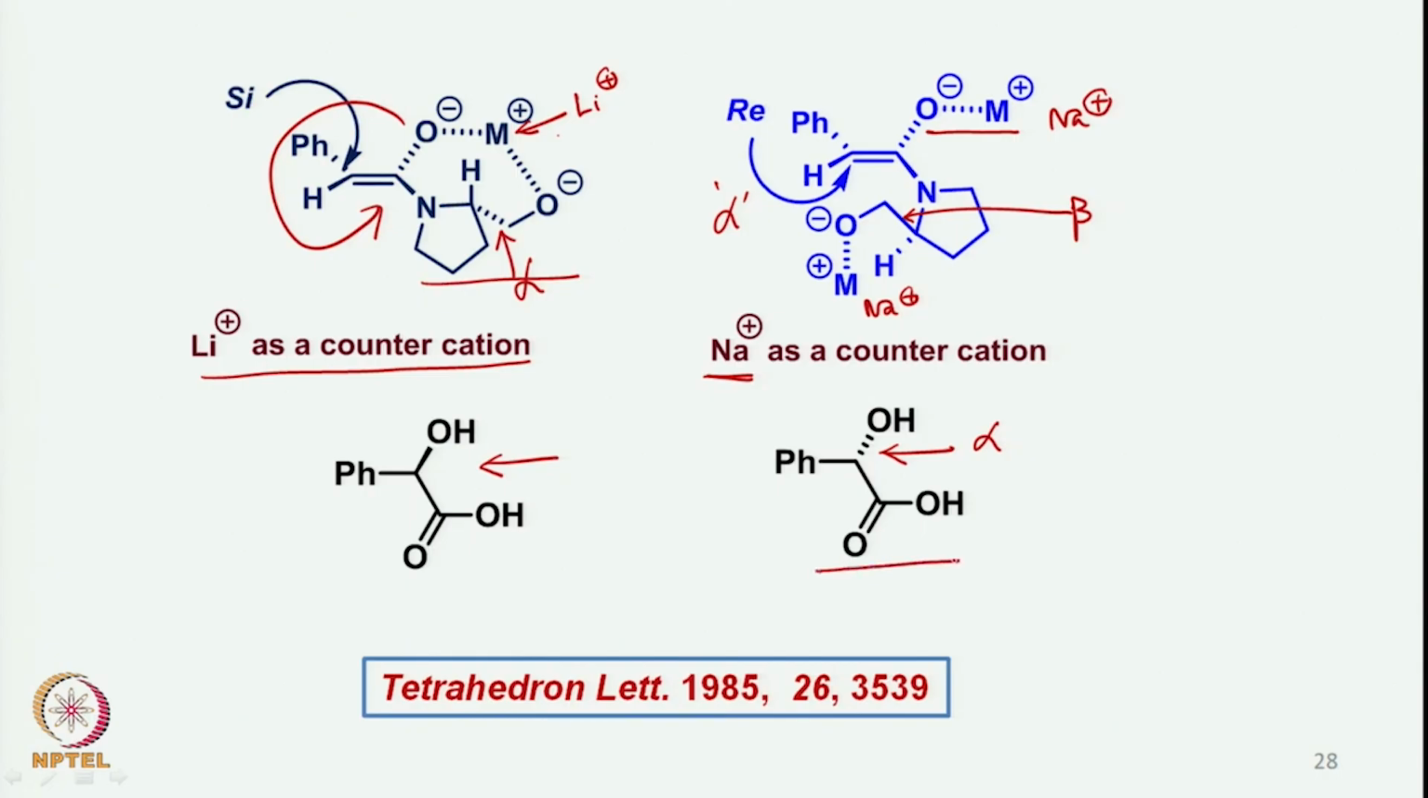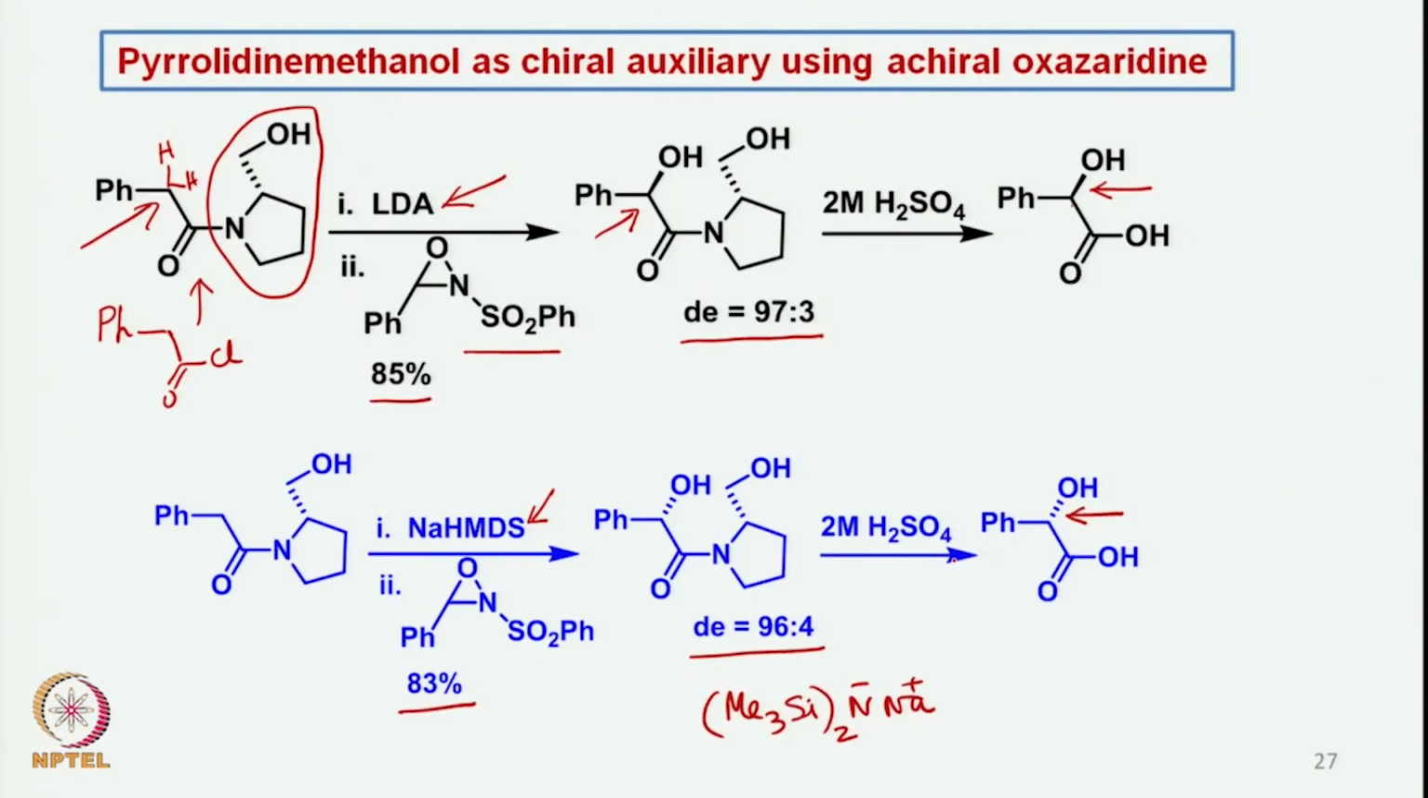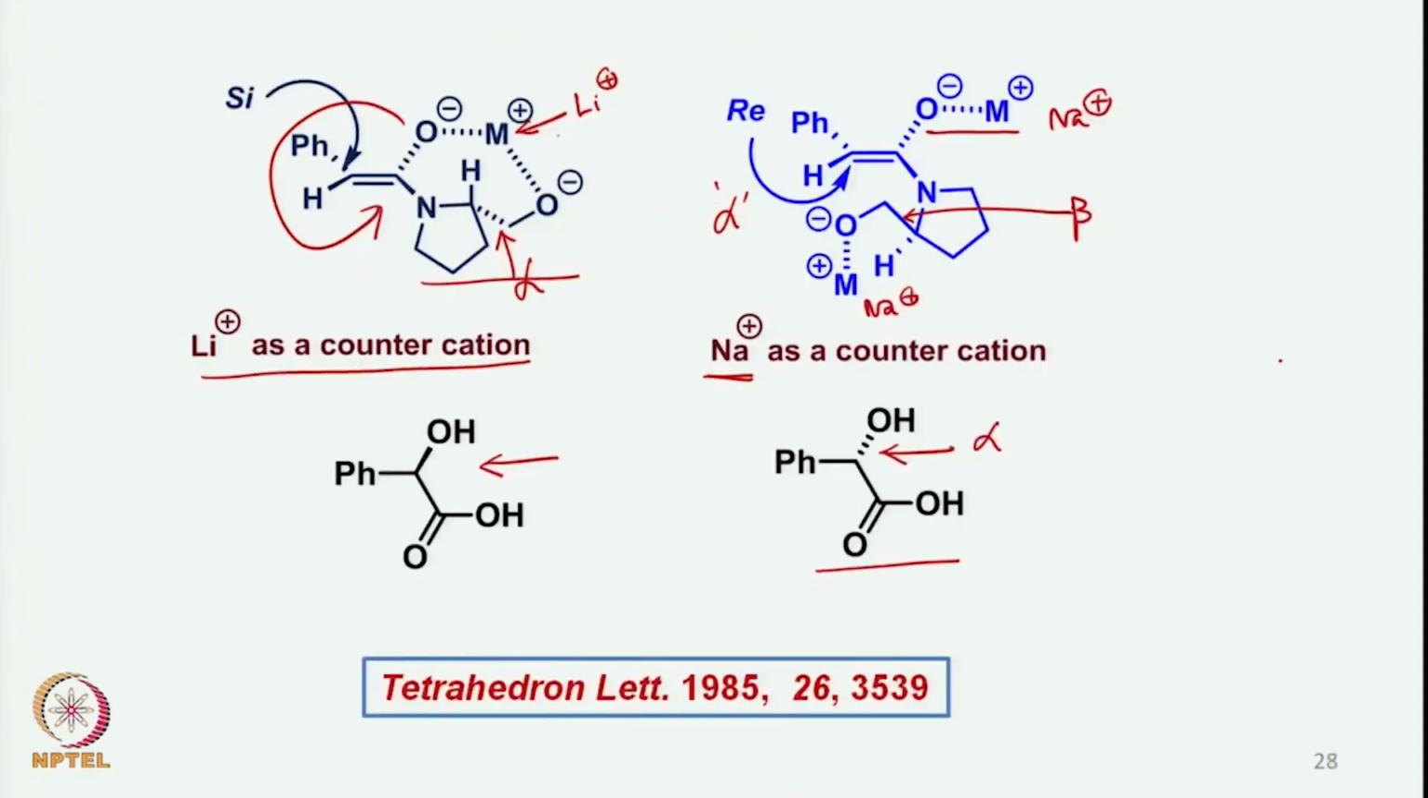What is done is that after the transfer of the oxygen, as I showed you earlier, you can hydrolyze this particular carbon-nitrogen bond here by means of 2 molar sulfuric acid, and then you can cleave it and get the corresponding acid. So basically it is an alpha hydroxy acid which is formed in a chiral fashion by the use of the auxiliary, which is the pyrrolidine methanol chiral auxiliary, and deprotonation and reaction with oxaziridine.